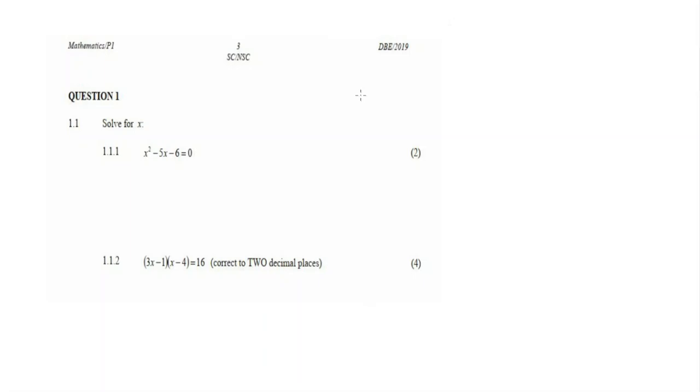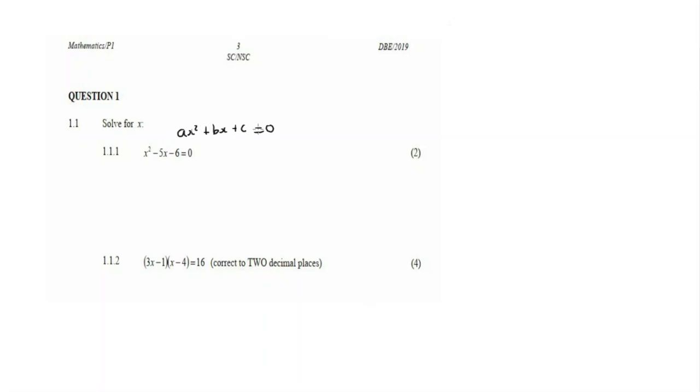Right, now let's answer our question one. Question one is about equations. Question 1.1.1, we are given a quadratic equation on its standard form. What do I mean when I say it's an equation on its standard form? I mean it's ax squared plus bx plus c equal to 0.